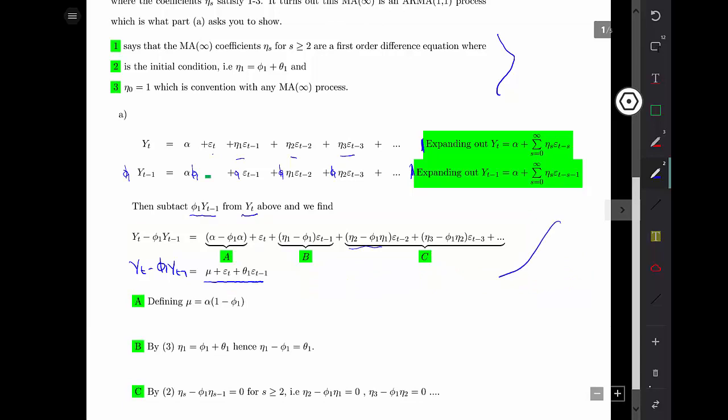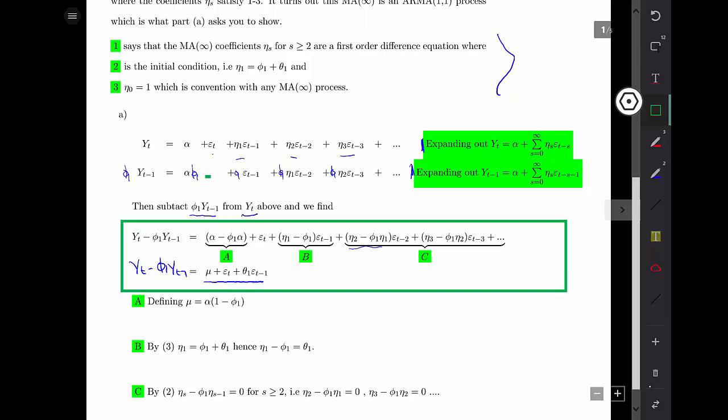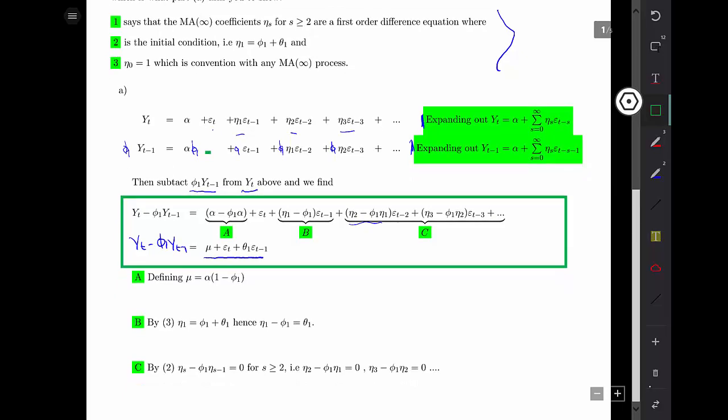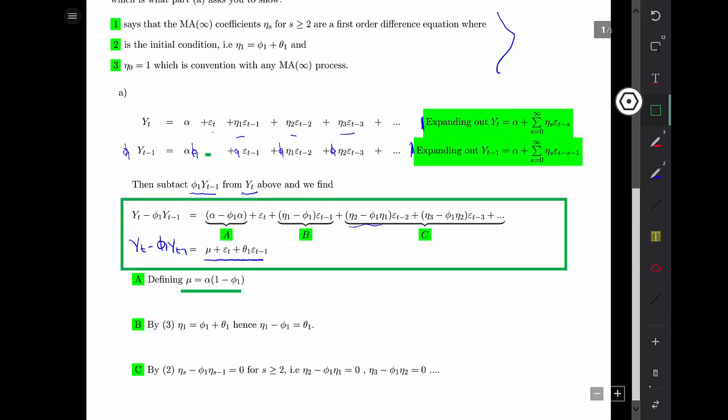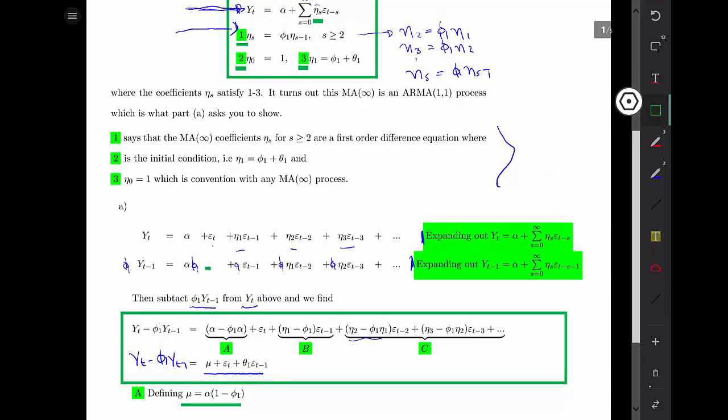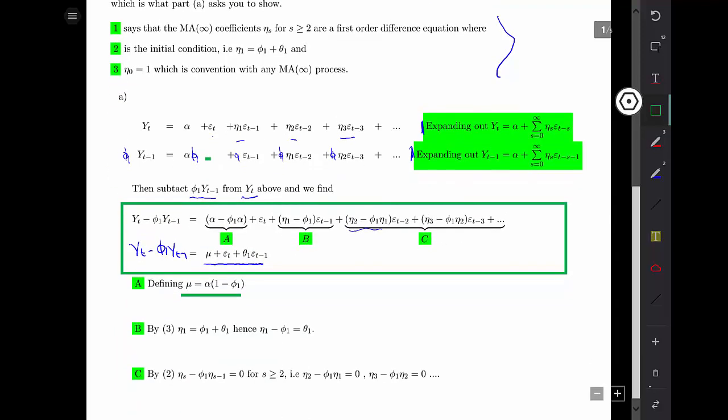So then, let's put that back in the box. We can now simplify. Part A, just define mu as alpha times 1 minus psi1, gives us part A. Then we're just going to get plus epsilon t. Then for part B, we know from part 3 that e1 is psi1 plus theta1. So we can just substitute this in to get theta1 epsilon t minus 1.